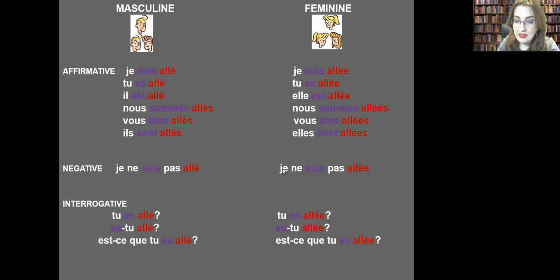Same thing for the negative form. Je ne suis pas allée, but we add an e to allé. Same thing for the interrogative form as well. Tu es allée? Es-tu allée? Est-ce que tu es allée?